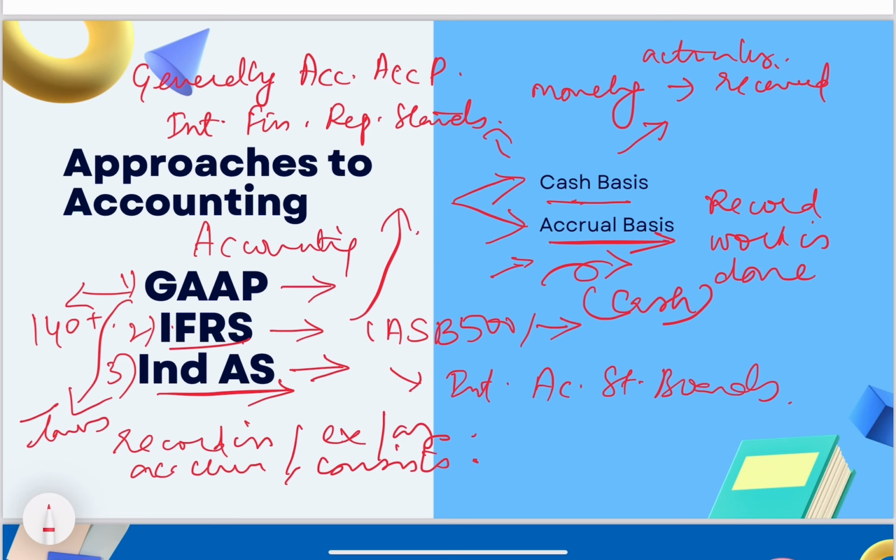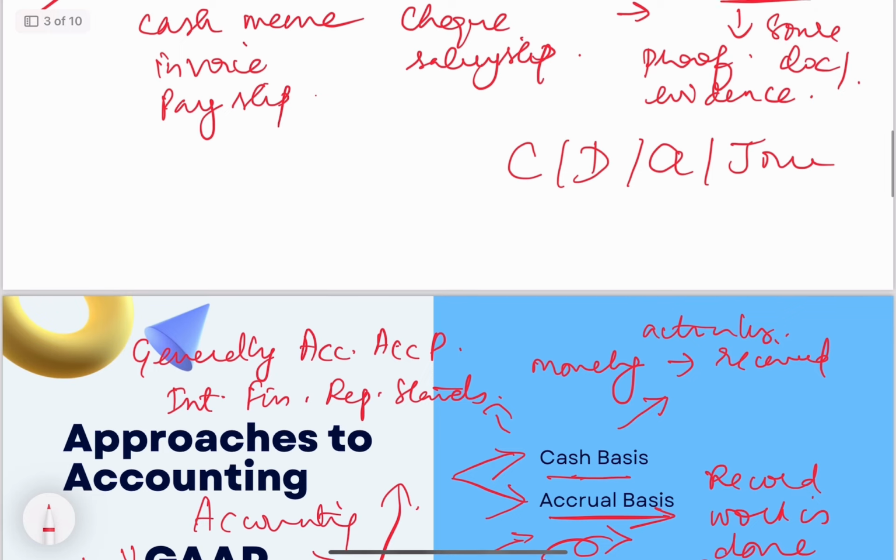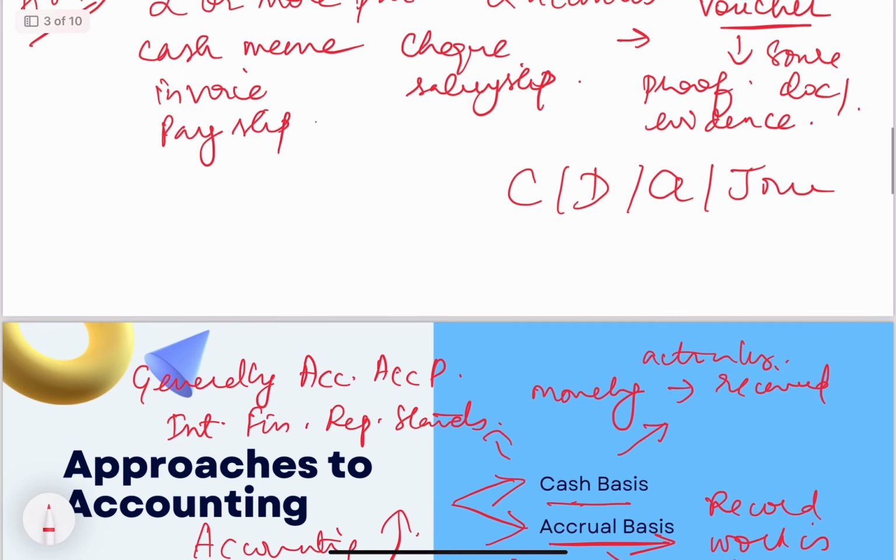So what are the key features of Indian accounting? Okay, probably I'll write it here. It was introduced to make Indian accounting match global standards. It was mandatory for large companies, and it also helps Indian companies become more globally competitive.